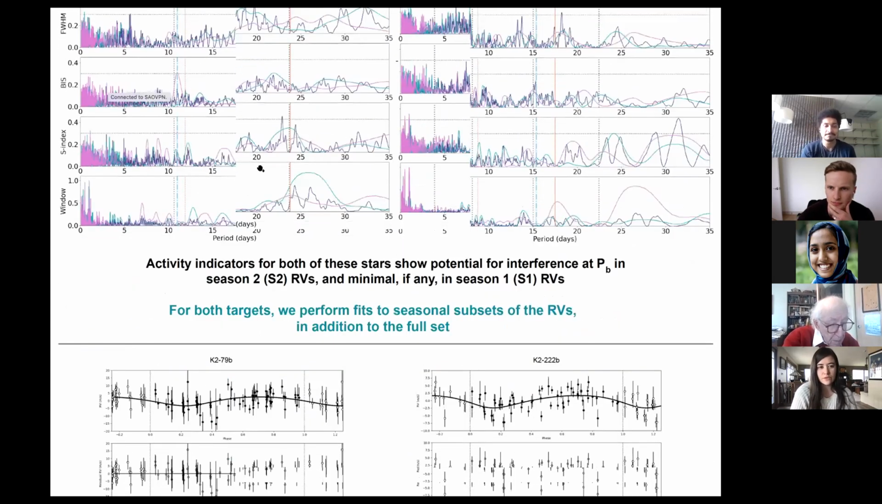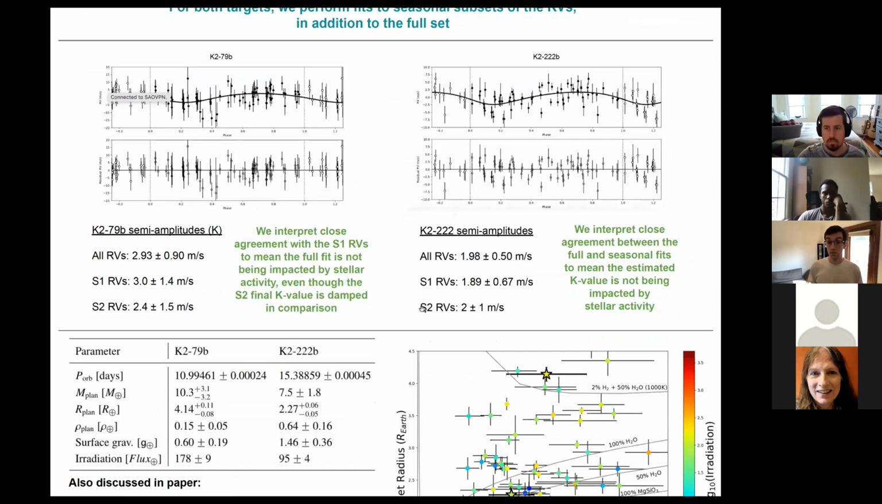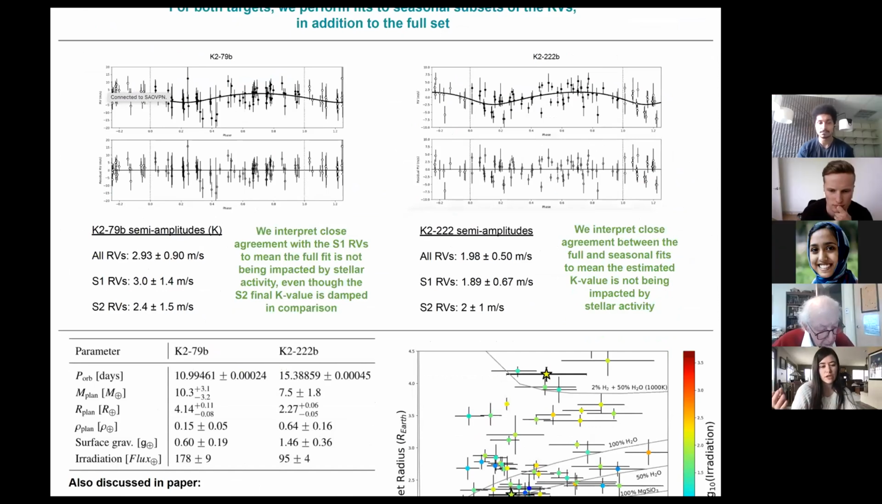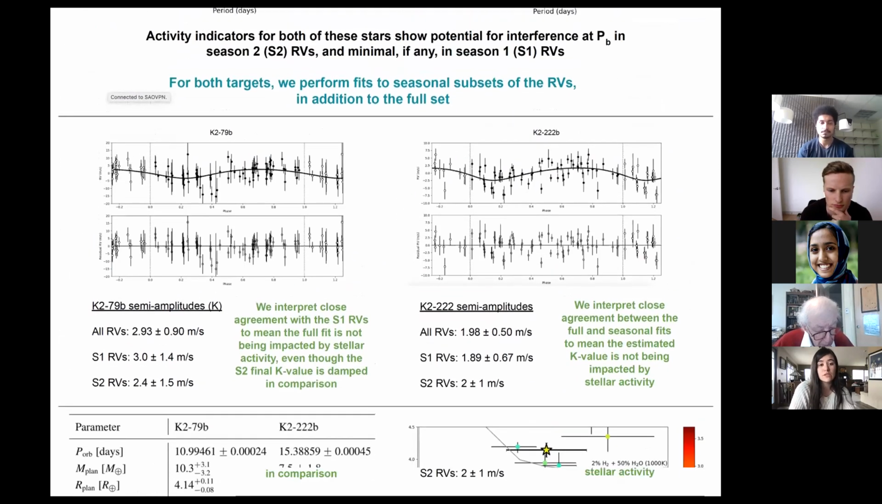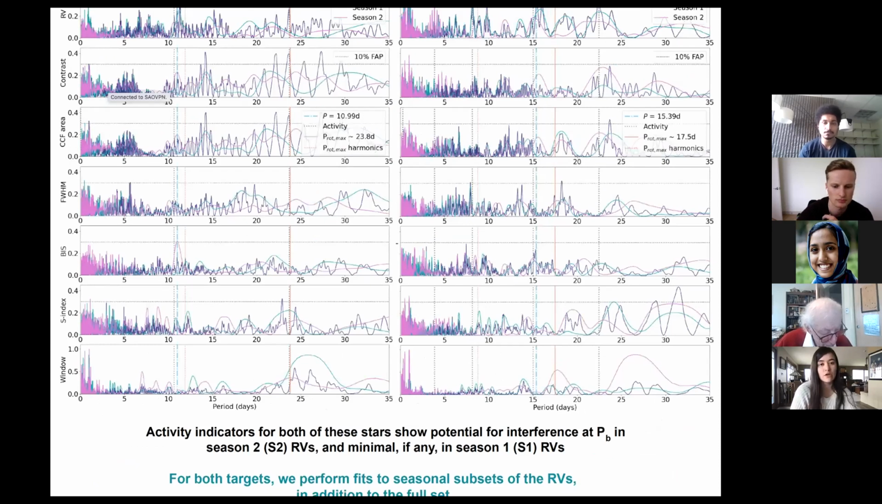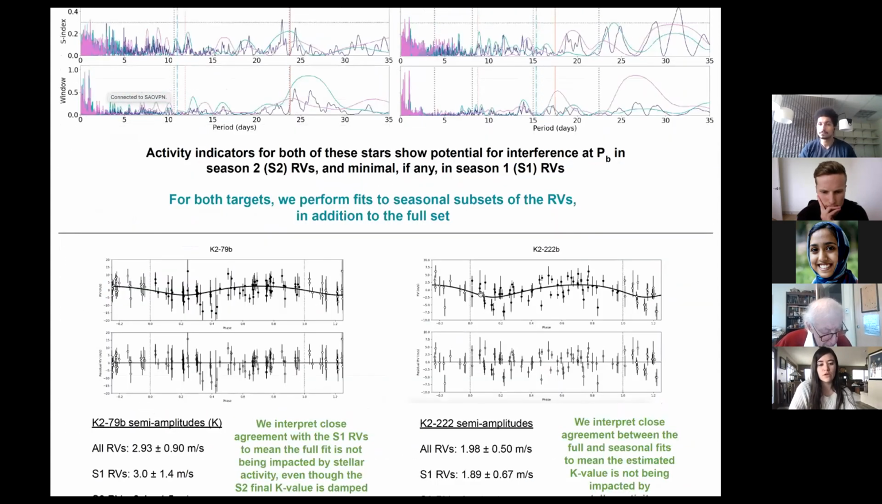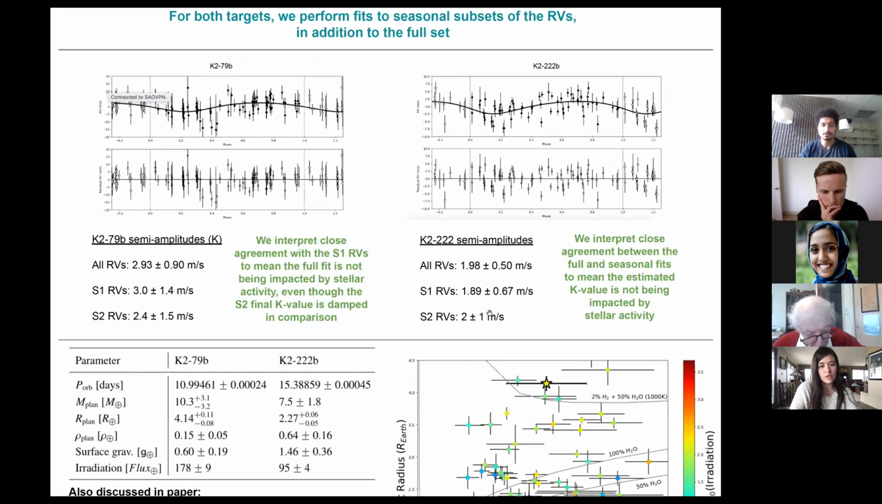All right, so here we have the curves. What I was going to say is, now looking at K222 and comparing the semi-amplitudes that come from the full fit, the season 1 fit, and the season 2 fit, I feel much better about this one because we're seeing agreement pretty much with all 3 of these. We're not seeing one that's getting significantly squished. And that's also consistent with what we saw in the periodograms, because here we see this whopping statistically significant peak in an activity indicator that also shows correlation with the RVs. So that's a good indication that stellar activity was dominating in season 2. But here we do see some peaks going on in season 2, but they're not nearly as statistically significant. And that shows in our fits, where we're not seeing season 2 suffer nearly as much from any sort of stellar activity.